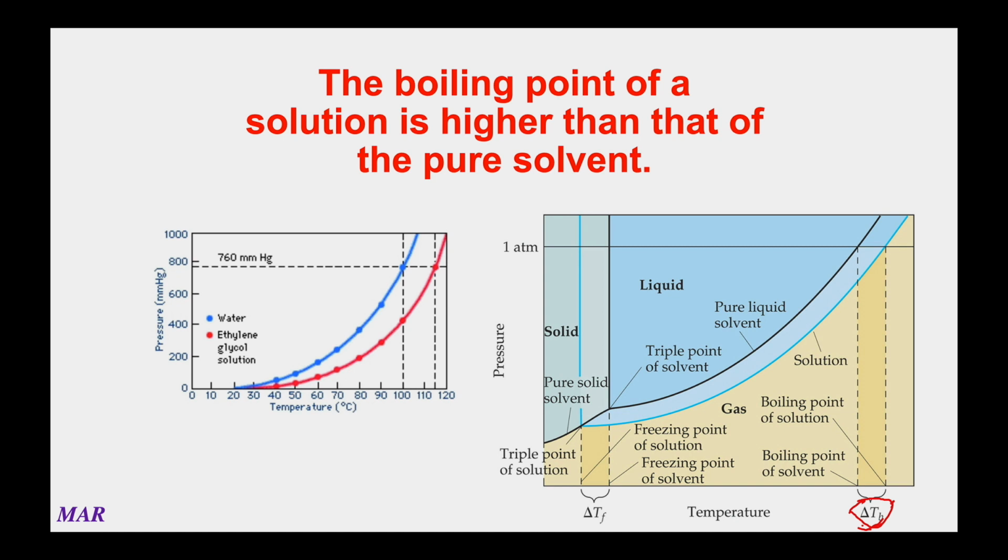But the important part here is that all solutions will boil at a higher temperature than the pure solvents they came from. So if you have water, it boils at 100 degrees Celsius. If you start putting sodium chloride, a solute, in the water to make a sodium chloride solution, the solution will boil at a temperature higher than 100 degrees. This is called boiling point elevation, and there's some really cool things that you can do with this.